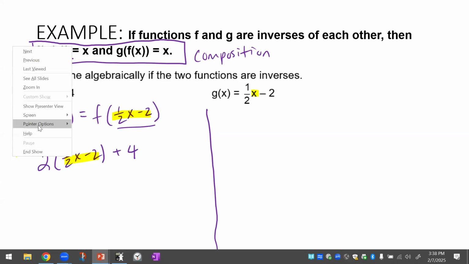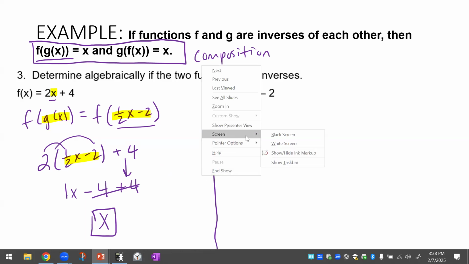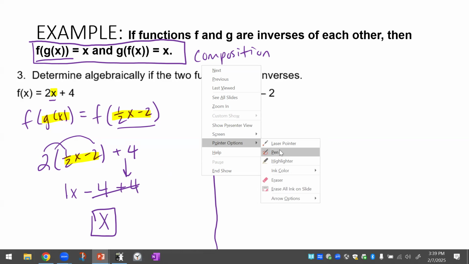You see that? Okay. Now we just simplify. So to simplify, we distribute. What is half of 2? 1. What is 2 times negative 2? And then we're going to bring down what we already had, which is the plus 4. Negative 4 plus 4 is 0, and we're just left with x. That's what we want to happen. We want that to happen on the left and on the right side. If it doesn't happen on both sides, that means that they are not inverses. And that's because not at every point does your x and y roles switch places, okay?